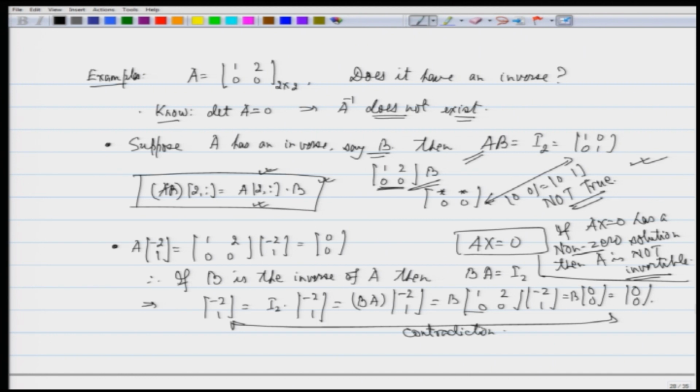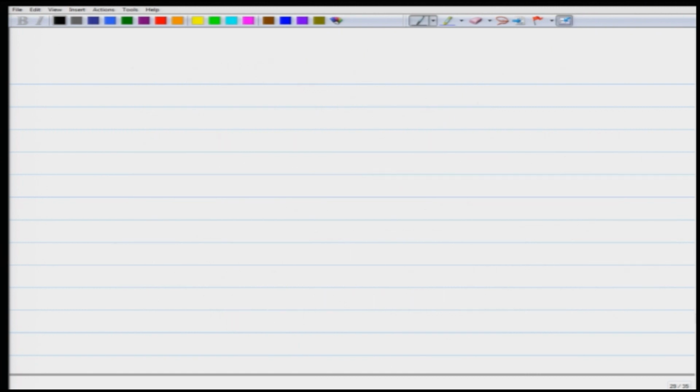Here we looked at the row. Now, we will look at the column. So, let us look at another example. Let me take A as 1 2 0 0. Fine. Here again A does not have an inverse. Why does it not have an inverse?